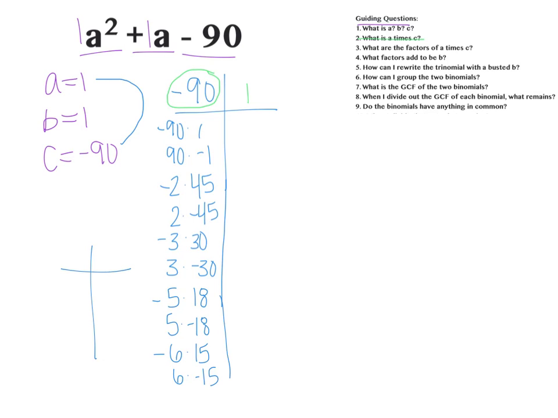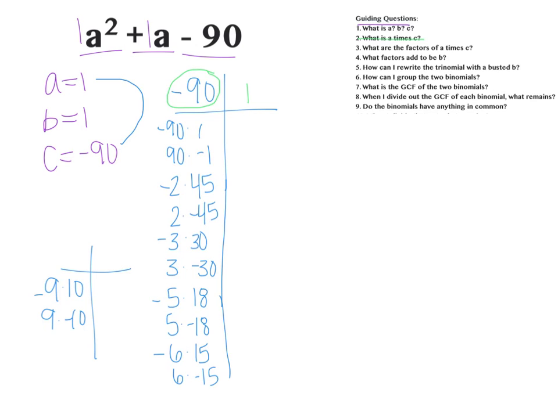90 divided by 7, no, it can't. 90 divided by 8, I get a decimal. 90 divided by 9 is 10. So I have 9 times 10, and then I have 9 times negative 10. My next number after 9 would be 10, but I already have 10 accounted for. So these are all the factors of 90, all the ways that I can get 90 when I multiply two numbers together.